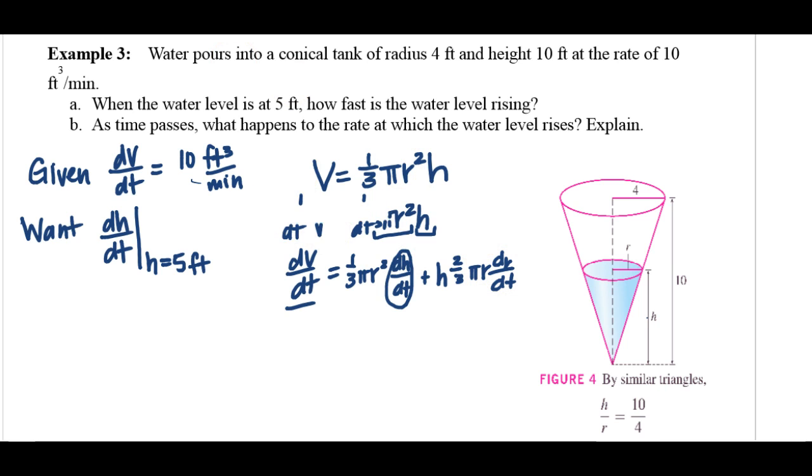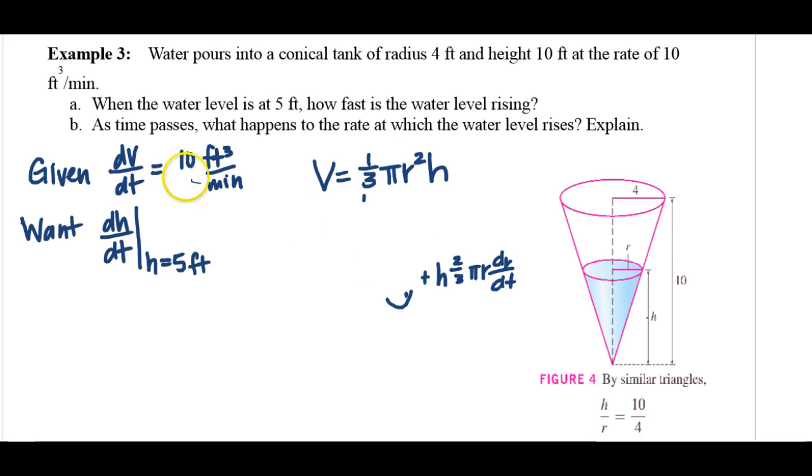So this is not the correct method. Unless I were to be given some information about r and dr/dt, which may happen in a different problem. So for this problem, that method is not going to work. So here's what I have to do, and here's why I'm given the 4 and the 10. If you see what this figure says, by similar triangles, h over r. So I actually have two triangles here. Here's one, and I'm going to do the other one in a different color.